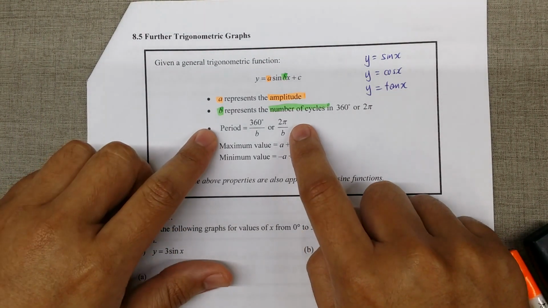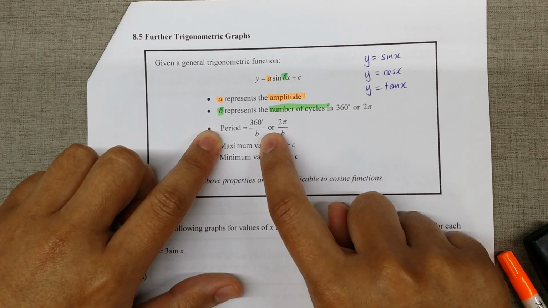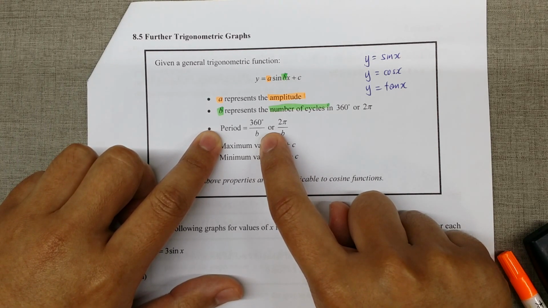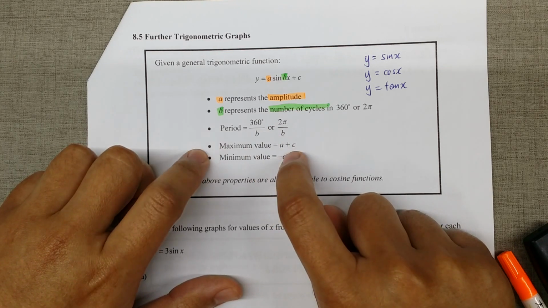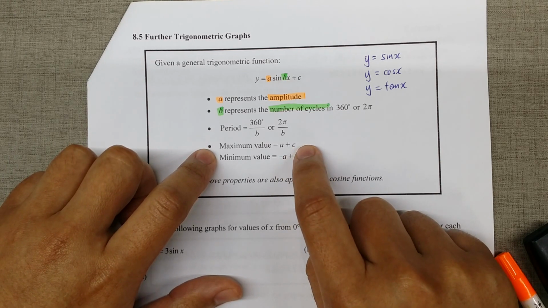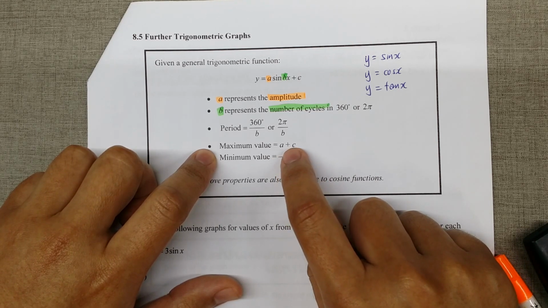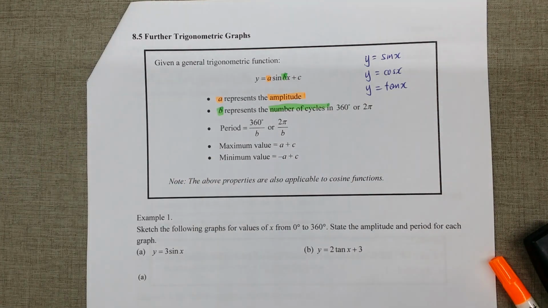So the period will be 360 divided by B. This will tell me the period, because B is the number of cycles, right? So 360 divided by the number of cycles will tell me the length of one cycle, which is the period. Maximum value, you can use this formula, or you can just read off from the graph. A plus C, or negative A plus C, because A is actually the amplitude.